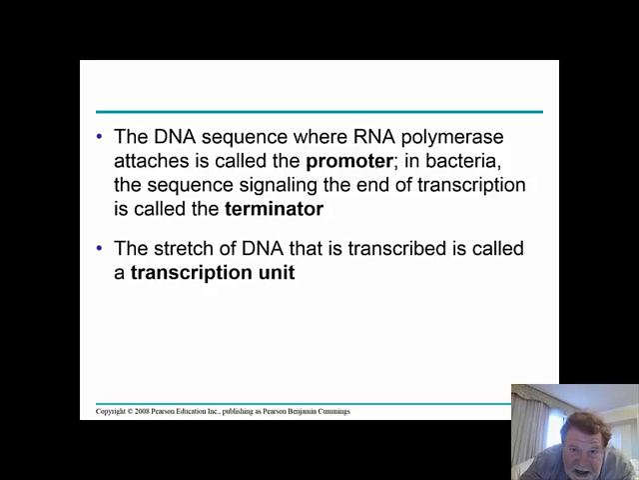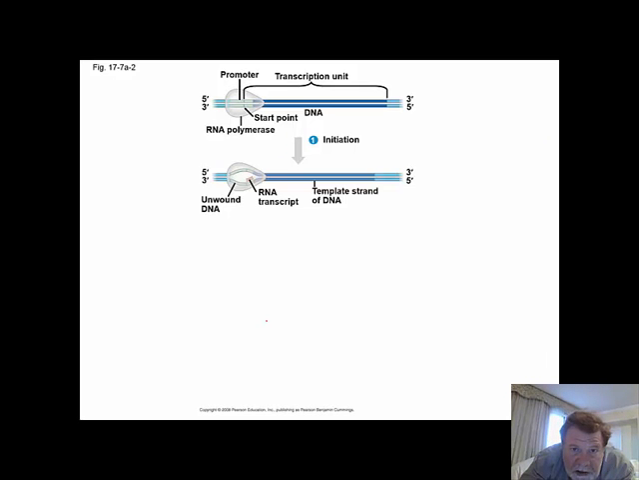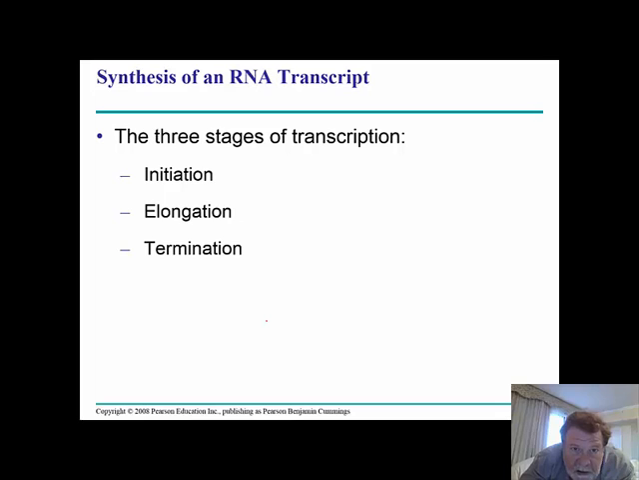RNA polymerase pries apart the strand and makes the RNA. It starts at a region that we call a promoter, and it ends in a terminator, and we talked about that. The stretch of DNA that is transcribed is what we call a transcription unit, and this is essentially what we're going to talk about here. Again, we need to look at initiation, elongation, and then termination for each of these. And in your worksheet, you were asked to do that as well, and we will go over that.